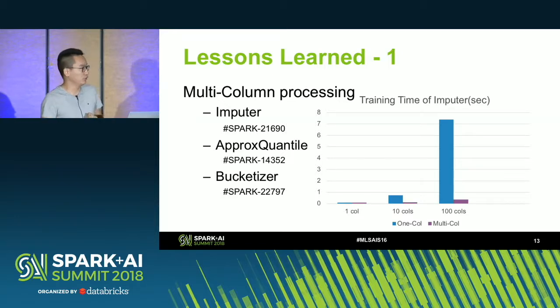We can get a great improvement. If you want to transform like 100 columns, you can get almost 10 times acceleration. And almost all the transformers currently supported transform in parallel.